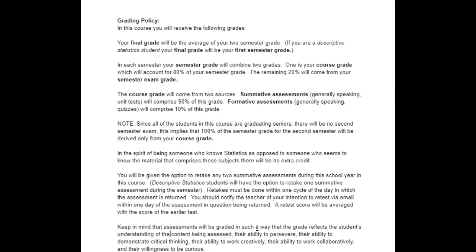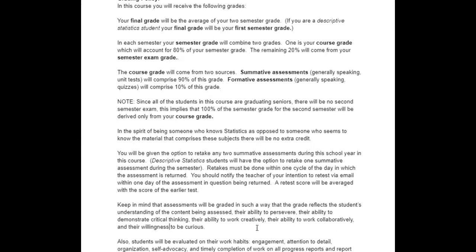Grading policy. In this course, you will receive the following grades. Your final grade will be the average of your 2 semester grades, right? So that should be plural. There we go, living document. Your final grade will be the average of the 2 semester grades. If you're in descriptive statistics, you only get 1 semester grade.